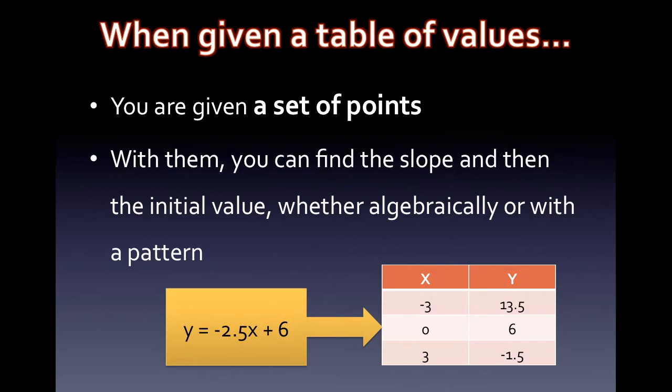In this case, you find the slope using the rule, y2 minus y1 over x2 minus x1. These are a set of points. You use them to plug in and find your initial value, which is 6. Or if you want to, you could do it in your head, find the pattern, and add 6. But either way, you should know how to find the rule given a table of values.